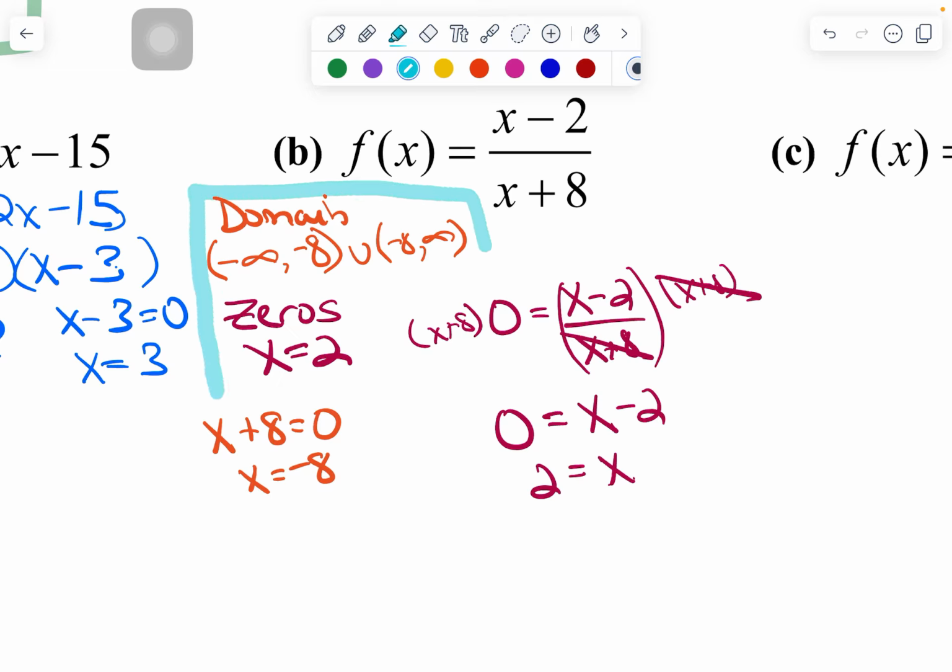So answers, kind of zip it in there. Domain is going to be from negative infinity to negative 8, then negative 8 to infinity. And then my zero is x equals 2. That is the value that will make my function equal to 0.